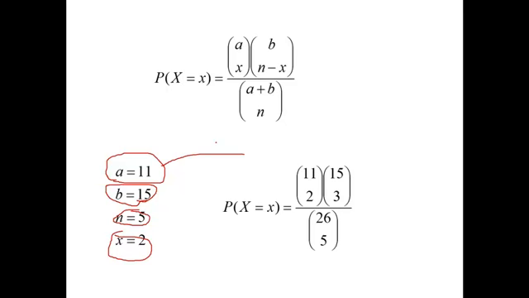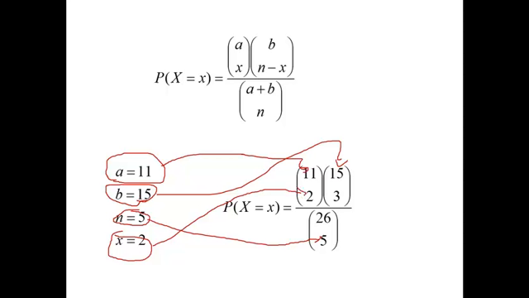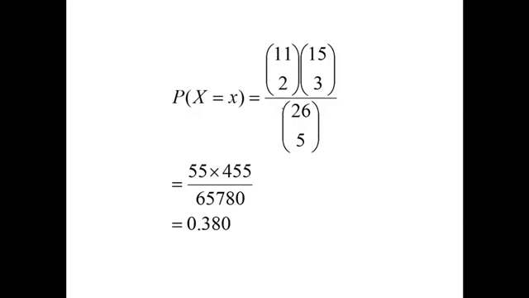Okay, and we feed the formula. 5, okay, 2, and I should have made this right here a 2, right? And right here, this is 5 minus 2, which is 3. So again, we have it there. We fed the formula. Then 11 choose 2 is 55. 15 choose 3 is 455. 26 choose 5 is 65,780, and this gives us 0.380.